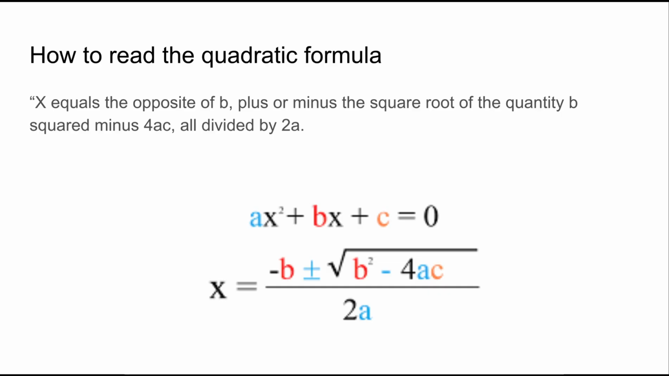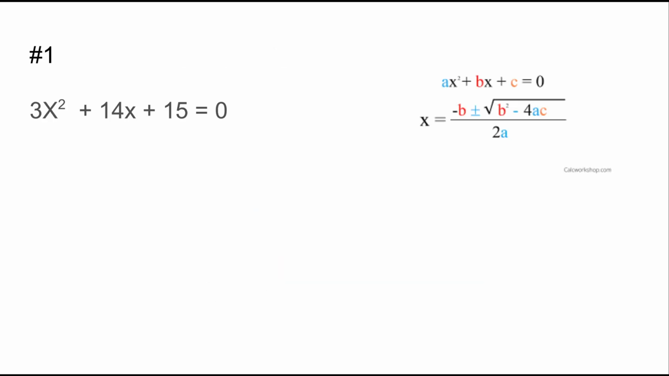So let's remember how to read the quadratic formula. x equals the opposite of b plus or minus the square root of the quantity b squared minus 4ac, all divided by 2a. The x is equal to negative b plus or minus the square root b squared minus 4ac all over 2a. You should know that song by now. But if you don't, listen to it again today and memorize this formula.